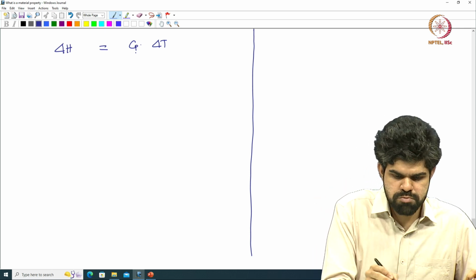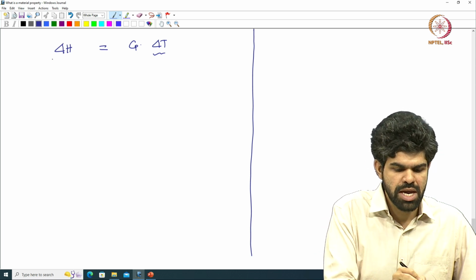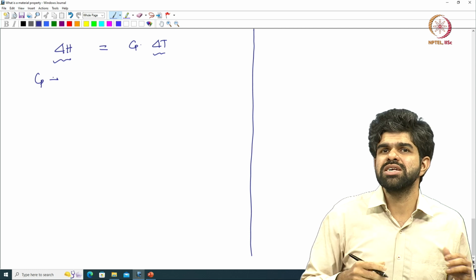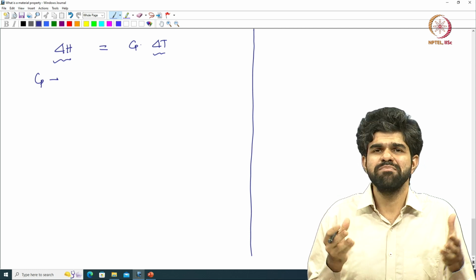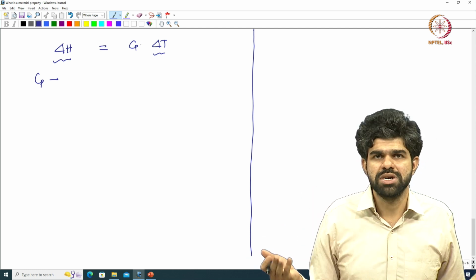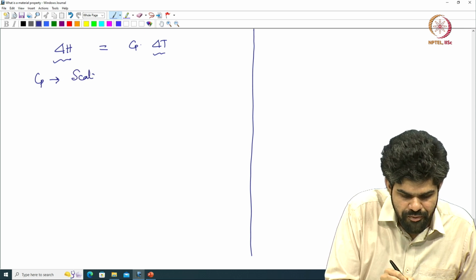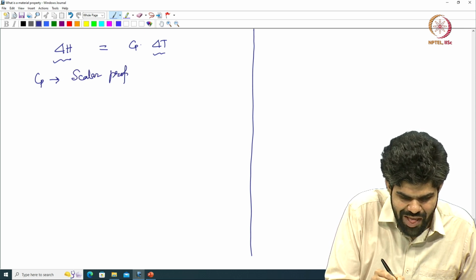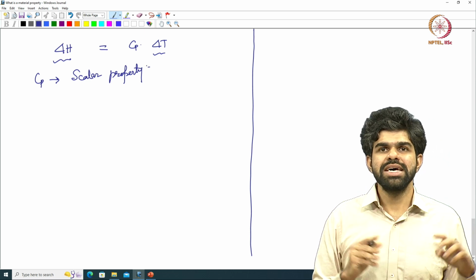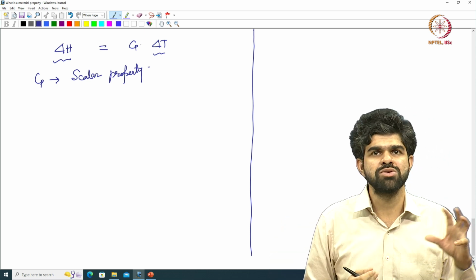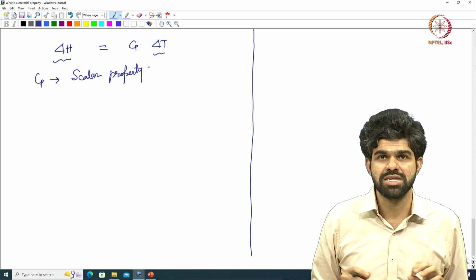Now, temperature is a scalar quantity, delta H is also a scalar quantity, and Cp does not have any particular directionality. Cp of the material is one constant property. So Cp is a scalar property. There is no directional dependence of Cp; Cp being different in different directions does not happen.